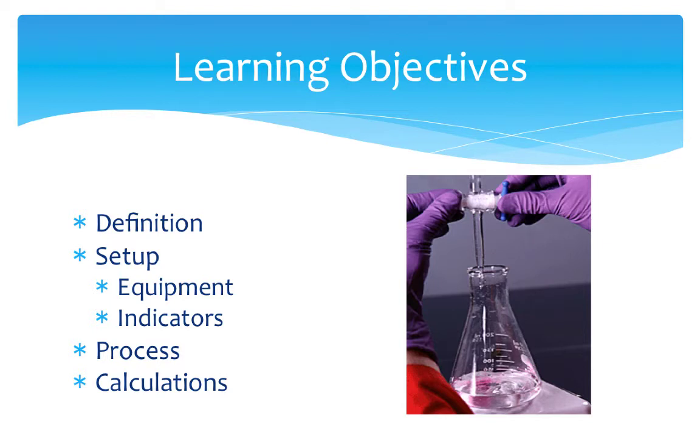A titration is an experimental process used to collect specific data. We'll talk about how that's set up, and we'll talk about the equipment and chemicals used in the process. We'll then dive into the actual procedure that goes along with this, and finally we'll wrap up dealing with the calculations that go along with it. The data has to be processed in order to eventually come up with the solution we're looking for.